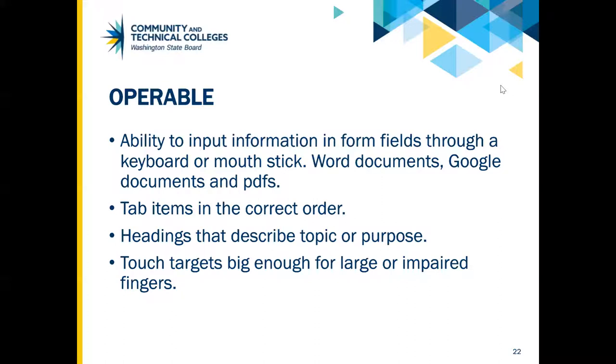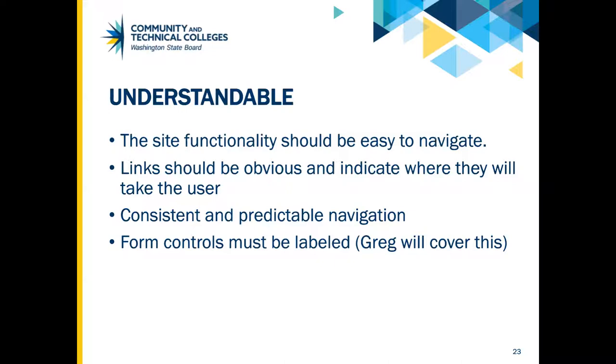Understandable. Is your content understandable by someone with a cognitive disability or someone who speaks English as a second language? We know writing for the web is different than other types of writing. You already know how to use plain language, bullets, and white space. Summaries and illustrations can also help users grasp content quickly and meaningfully. Things to check for include: the site functionality should be easy to navigate. Links should be obvious and indicate where they will take the user. Form controls must be labeled. Greg will cover that later. Navigation must be consistent and predictable.